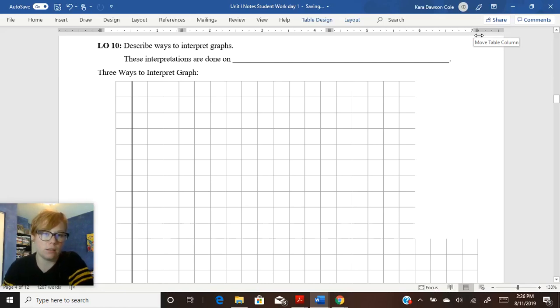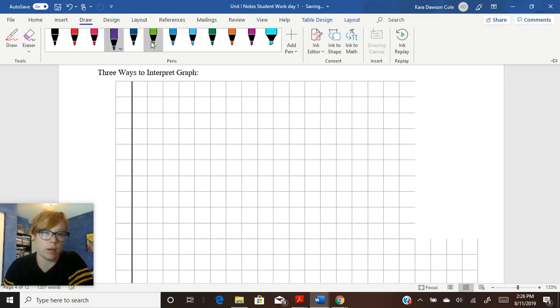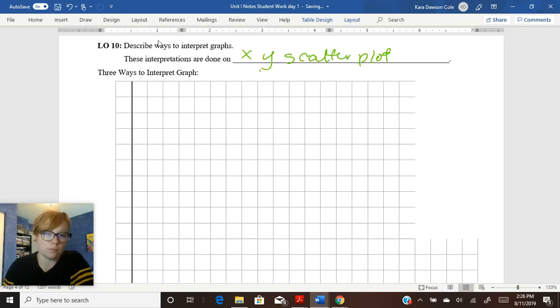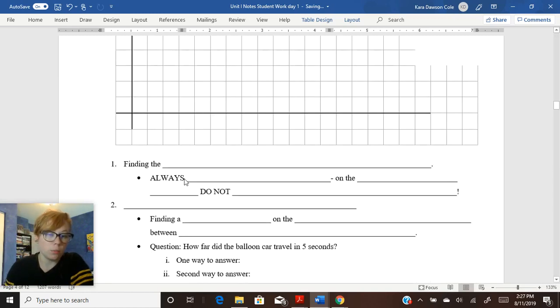So learning objective 10 is to describe the ways to interpret a graph. These interpretations are always done on an XY scatter plot. There's 3 ways to interpret a graph. First way is to find the slope of the best fit line.